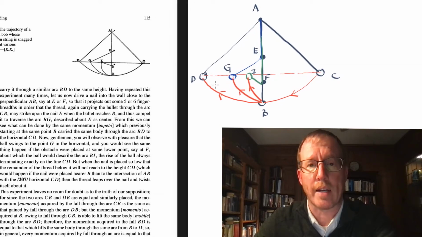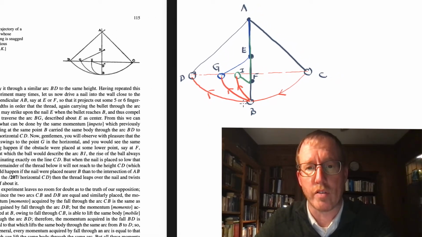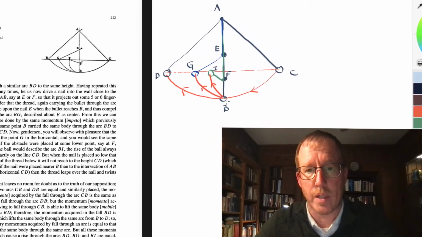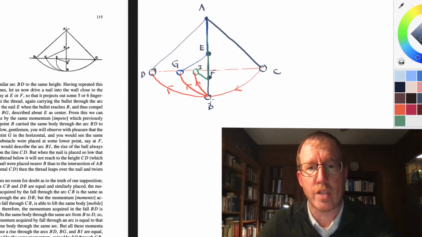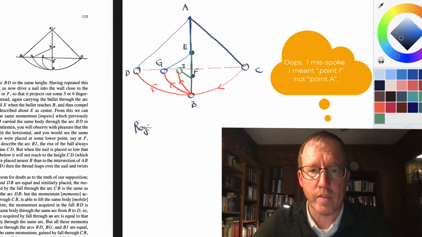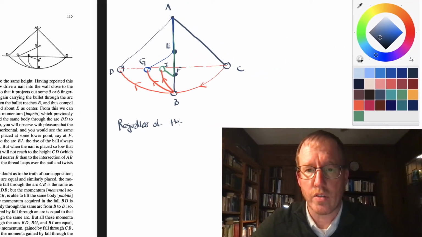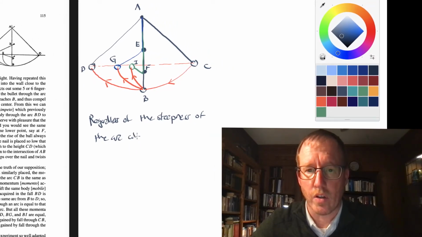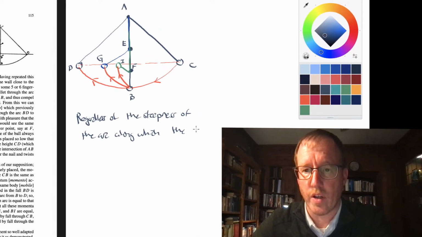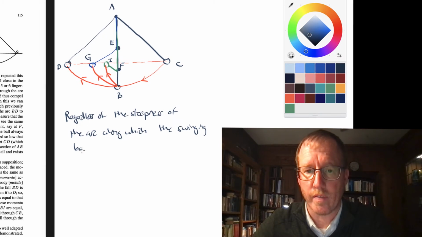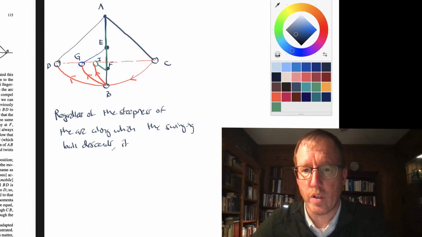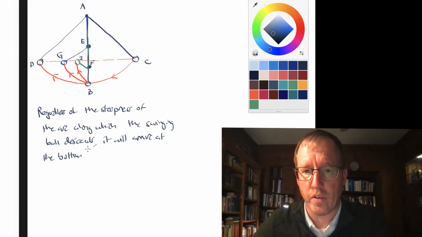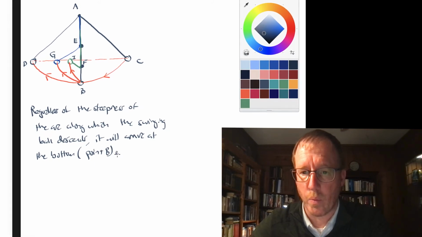So if you reverse that, going back down, if it starts at D and swings down, it will have a certain velocity at point B. Or if you were to start it at G and it were to swing down, it would have the exact same velocity at point B. Or if you were to start it at point A and let it swing down, it would have the same velocity at point B. So regardless of the steepness of the arc along which the swinging ball descends, it will arrive at the bottom, that is point B, with the same speed.